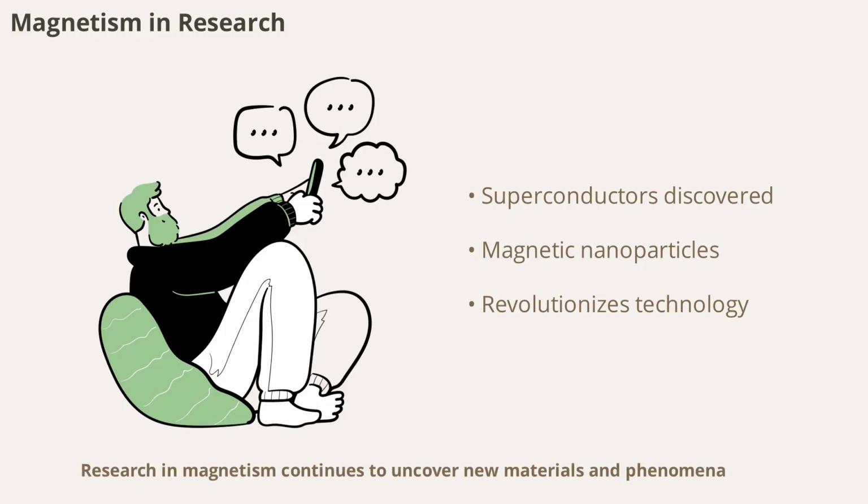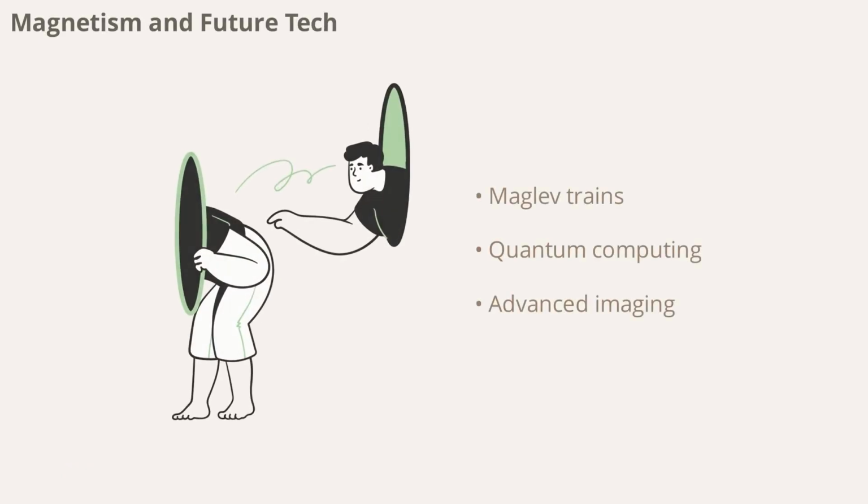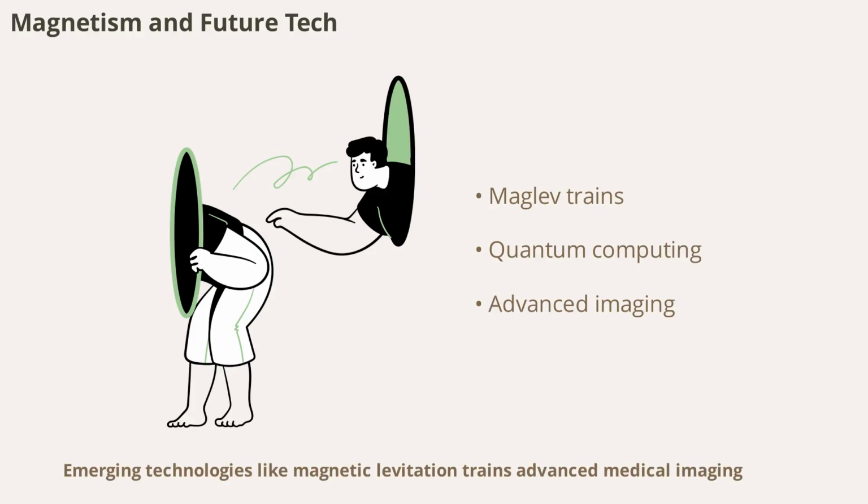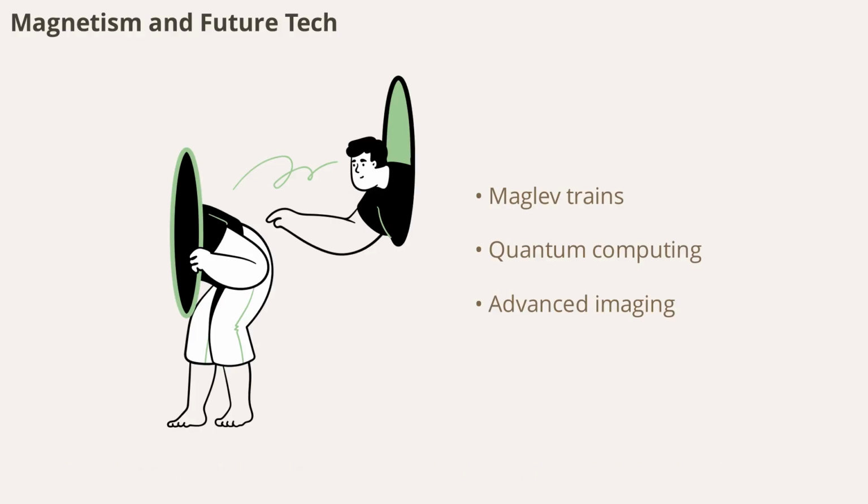Research in magnetism continues to uncover new materials and phenomena such as superconductors and magnetic nanoparticles. These discoveries have the potential to revolutionize energy transmission, data storage, and medical treatments, making magnetism a vibrant field of study. Emerging technologies like magnetic levitation trains, advanced medical imaging, and quantum computing all rely on the principles of magnetism.